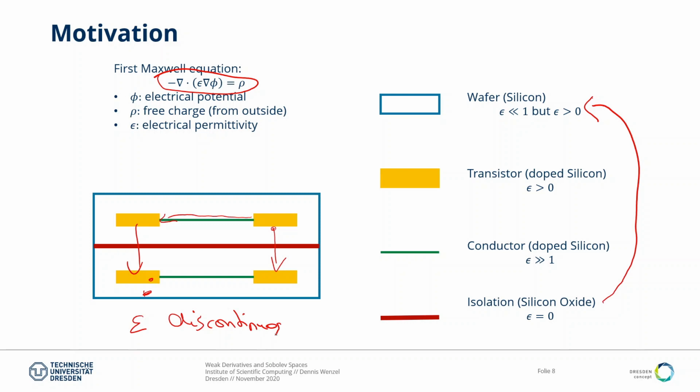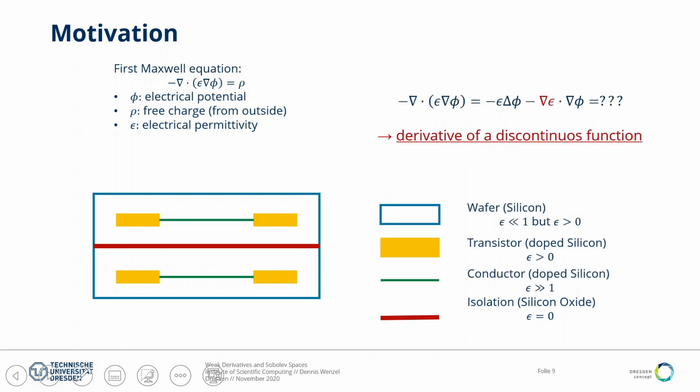And if you see that epsilon is inside of this divergence here, we can already guess that this turns out to be a problem. Because if you apply the product rule on this divergence of epsilon times gradient of phi, then you see that the first part is minus epsilon Laplacian of phi, so more or less the standard Poisson's equation part. And then you have also, of course, by the product rule, a gradient of epsilon.